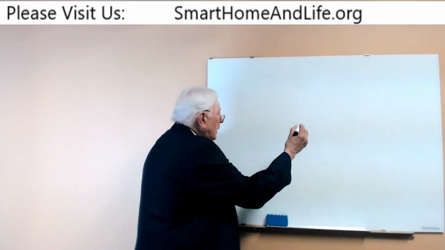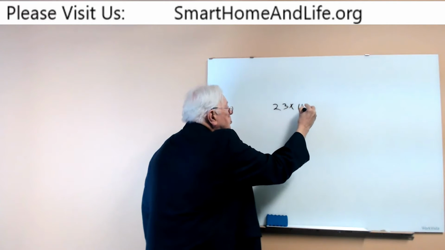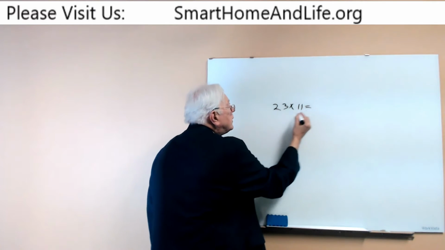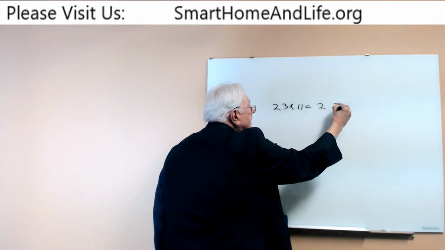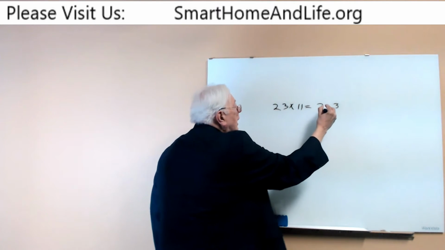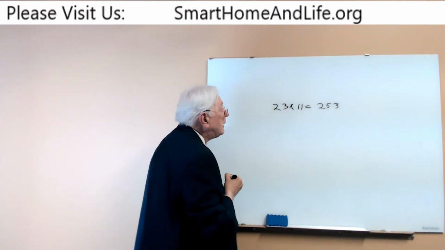Okay, you're going to marvel at the simplicity of the next multiplication problem. It's where we multiply a two-digit number by 11. Let's say take 23 times 11. Here's what we do. We take the 2 and the 3, we put it at the ends of what is going to be our answer. We add 2 and 3 and put the 5 in the middle, and that's the answer.